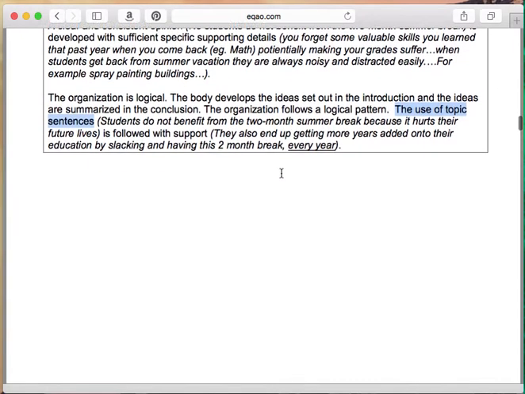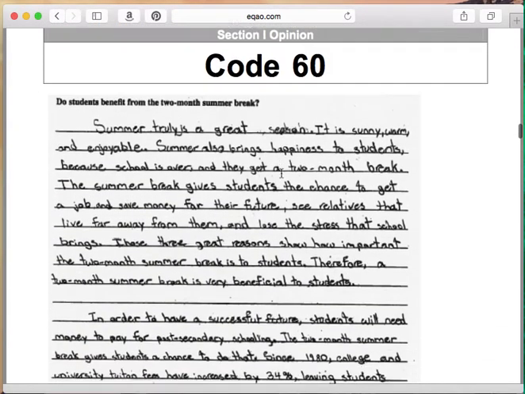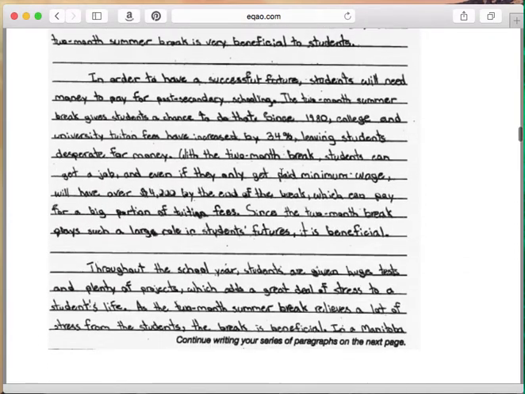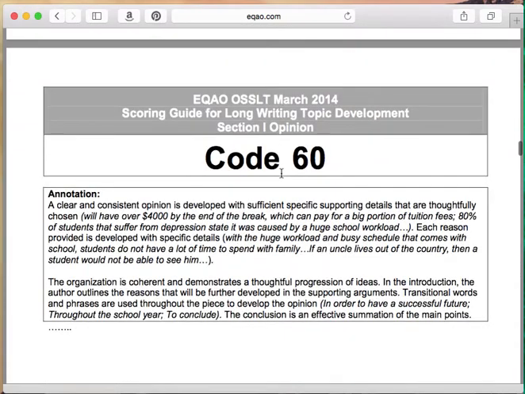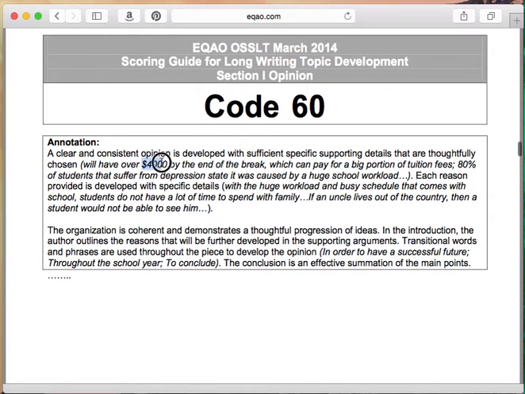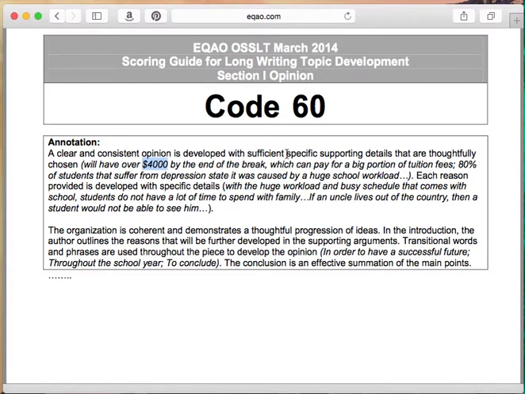And let's finally look at code 60. Once again, 2 pages are filled. Clearly this student uses paragraphs. They use facts and figures here, so $4,000. In that case, it is specific, supporting detail. 80%, again, facts and figures that help support their point, their opinion. Organization is coherent. There's a logical progression of ideas, and we see that in these transition words here.